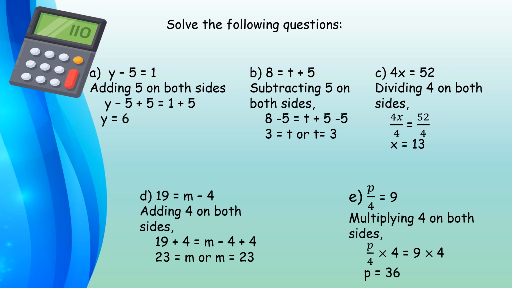Now 4x equals 52. So here it is multiplication. 4x means 4 multiplied by x. We cannot multiply, hence we will divide by 4 on both the sides.